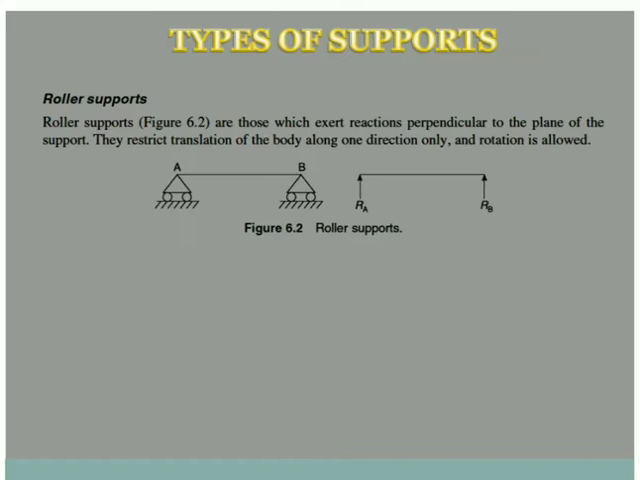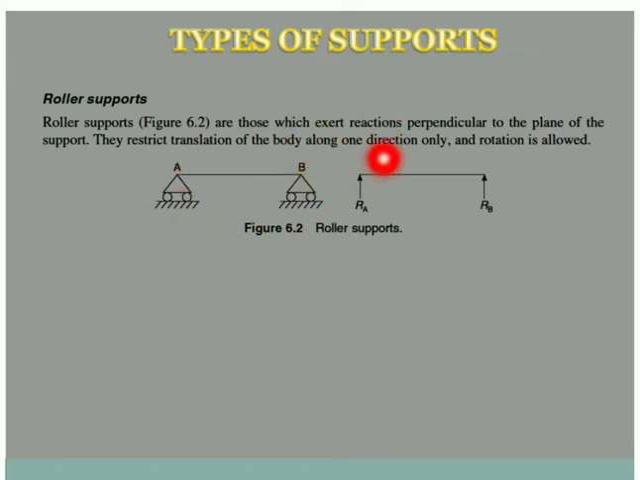Okay, so what does this support do? It doesn't permit you to go up and down. Vertical movement is restricted. So when we use the word translation here, it is either vertical or horizontal. When you have a roller support, vertically you cannot fly. You cannot move vertically, right? It means there is a restriction, hence a reaction. But with the roller support, you can move horizontally, right?